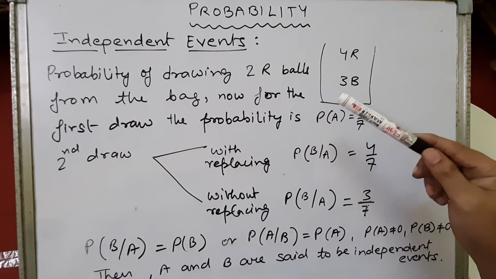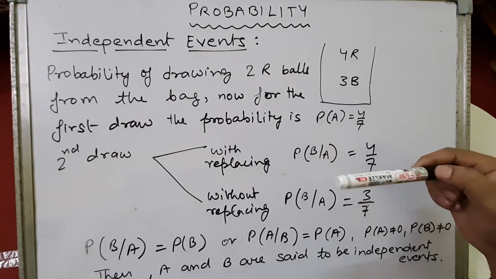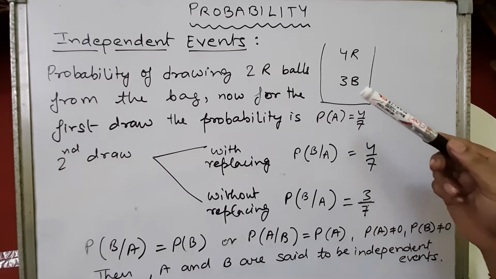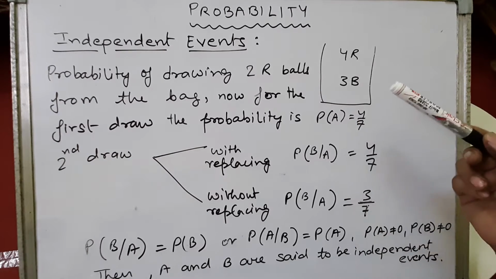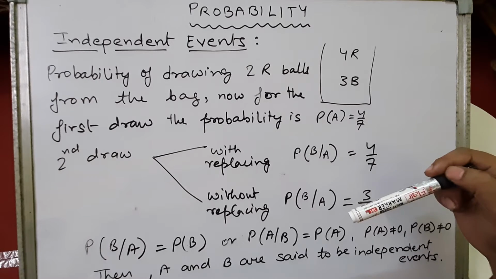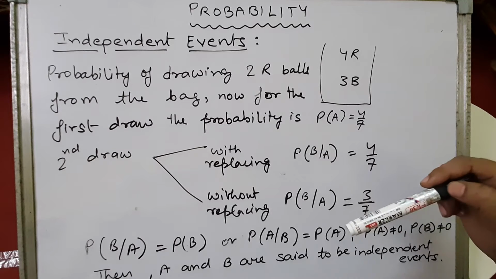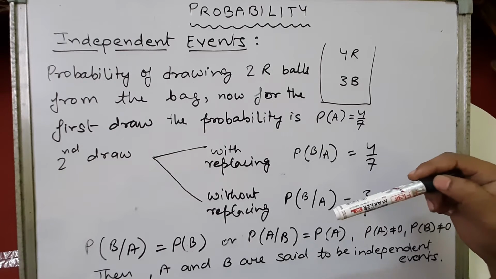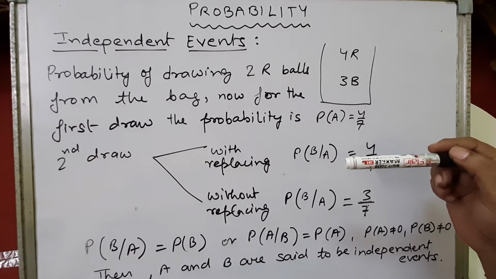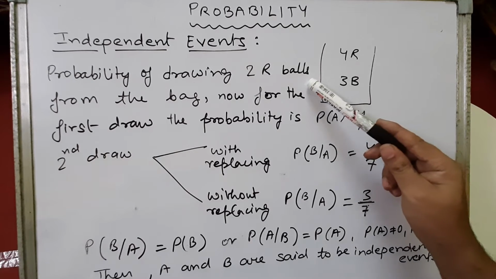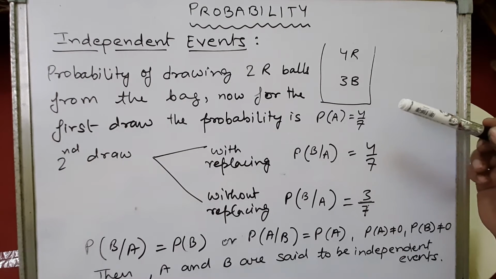Now there are 2 ways of drawing 2 red balls. Either we take one ball out and hold it without replacing, we do not put that ball back and then take another ball, or we take one ball out, note the result, put the ball back and then take another ball out. Okay, these are the 2 ways in which we can take the 2 balls out from the bag. Now we have to take 2 red balls. Suppose we are doing it successively, that means one after the other.